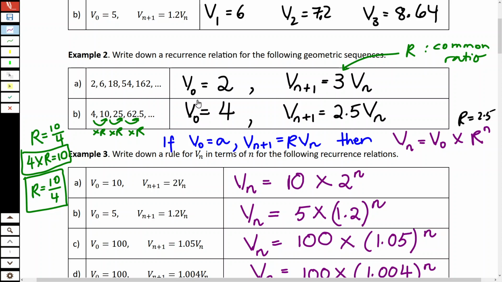But what is geometric growth and decay? Growth means it's bigger than 1, decay means it's smaller than 1. Oh, okay.